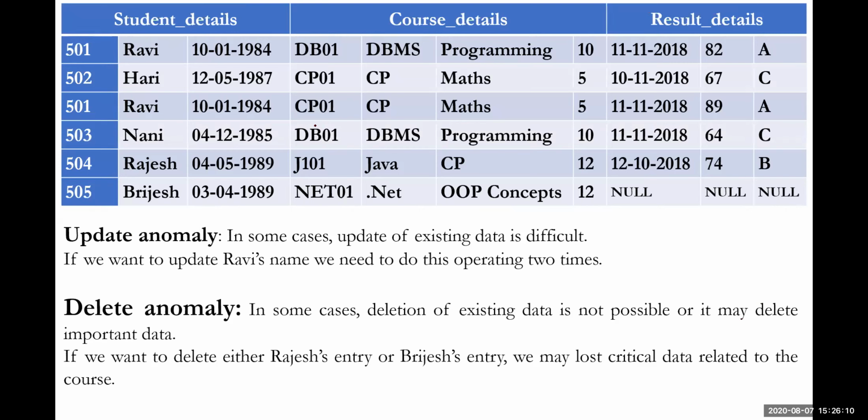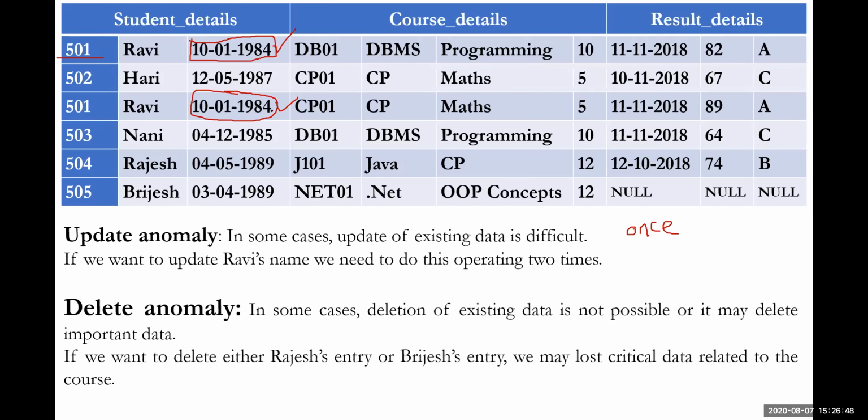Update anomaly. If you want to update a particular instance or a particular row of your table, it must happen exactly once. Only once it must happen. But here, see, I wanted to change the date of birth of student Ravi. This is one data, but actually it is not 10/1/84, it is 10/2/1988. For example, this could be the data type of date of birth of the student. So you have to update here and you have to update here also. Twice you have to update.